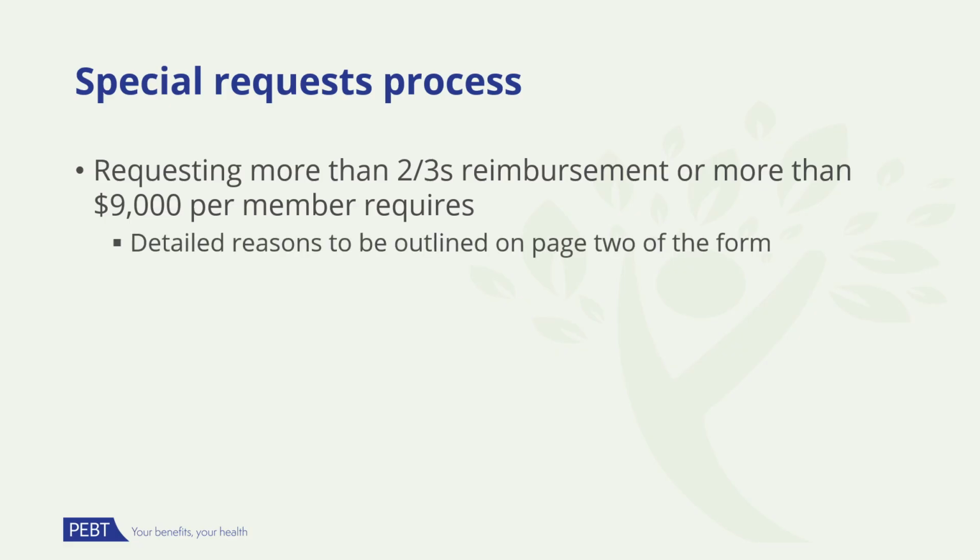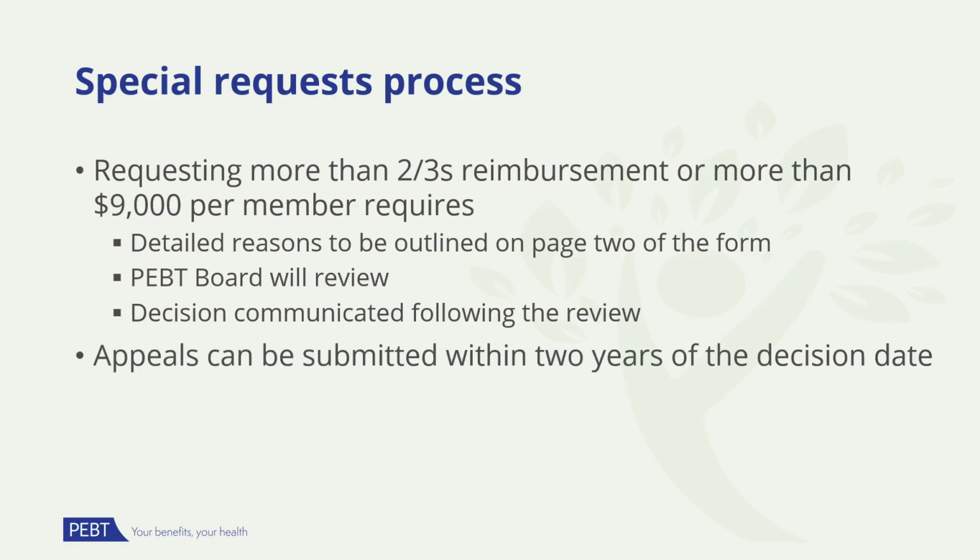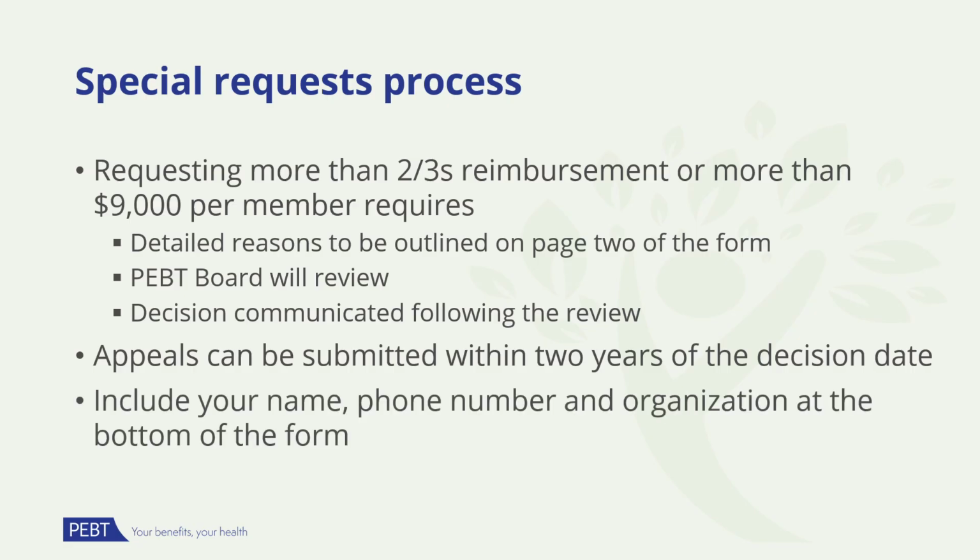These requests are reviewed by the PEBT board, and a decision will be communicated to the district and/or member once a decision is made. If the request is not approved, an appeal can be submitted by the member or the district to the PEBT within 2 years of the decision date. The appeal will be reviewed by the PEBT trustees, and a decision will be communicated to the member and/or district. Please include your name, phone number, and organization at the bottom of the form in case the PEBT needs to contact you for more information.